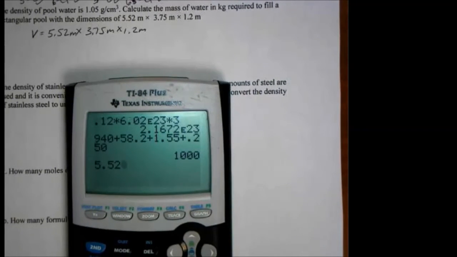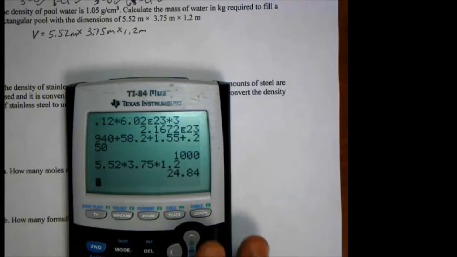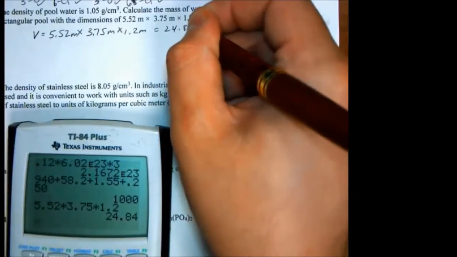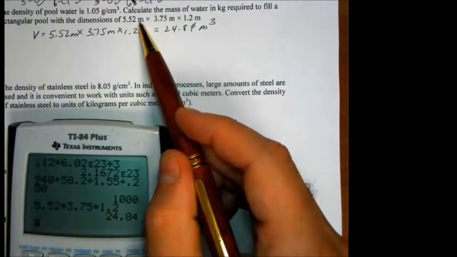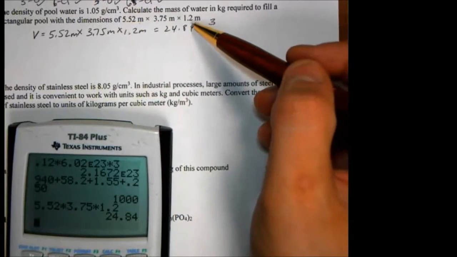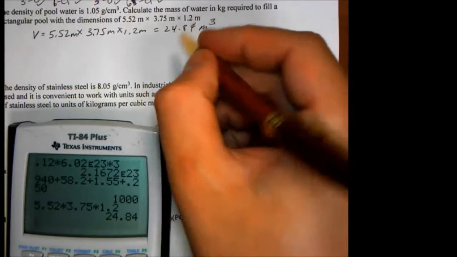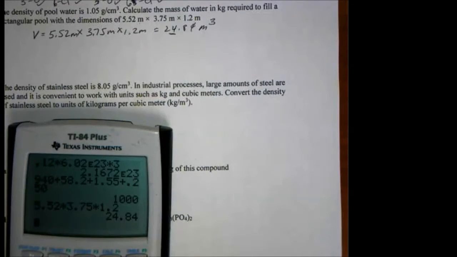5.52 times 3.75 times 1.2. We're going to get 24.84 meters cubed, because we have meters times meters times meters. And if we look in terms of sig figs, our least number of significant figures is 2. So I'm going to put a little marker here that indicates that that's the maximum number of sig figs we can get out of that.